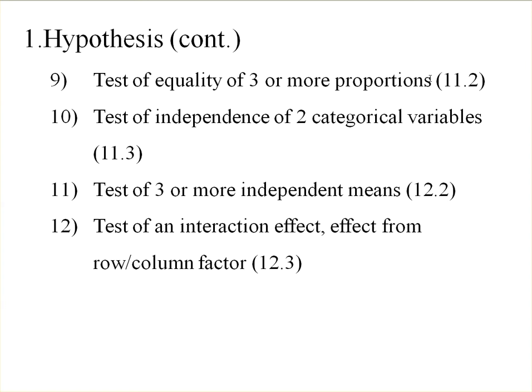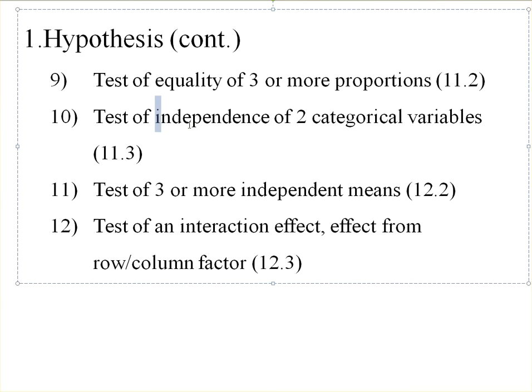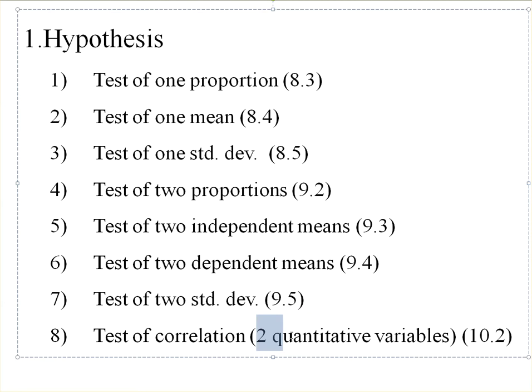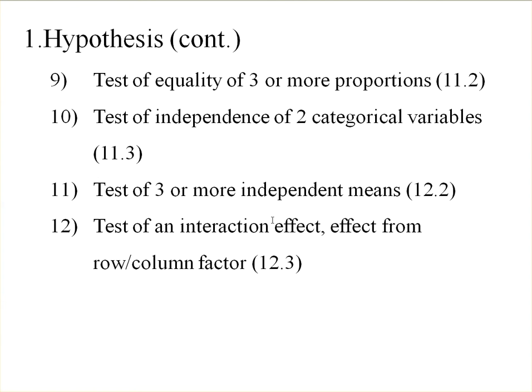And we have former students who did some projects in this section. Section 11.3 is to test independence of two categorical variables. Just be aware that this is for two categorical variables; you use the test of independence learned in this section. But previously, when you have two quantitative variables and you test whether they are related to each other, you use the test of correlation.